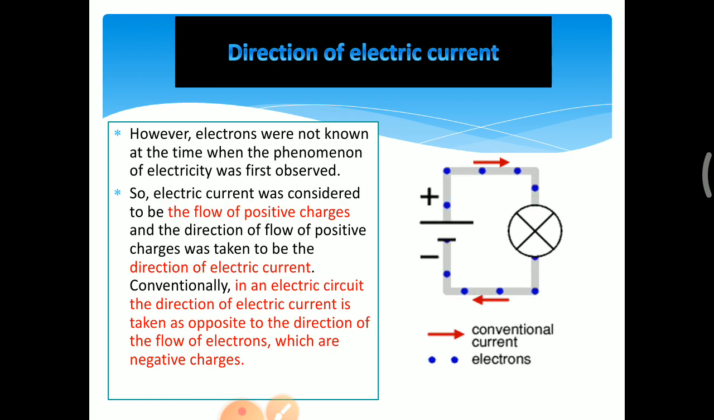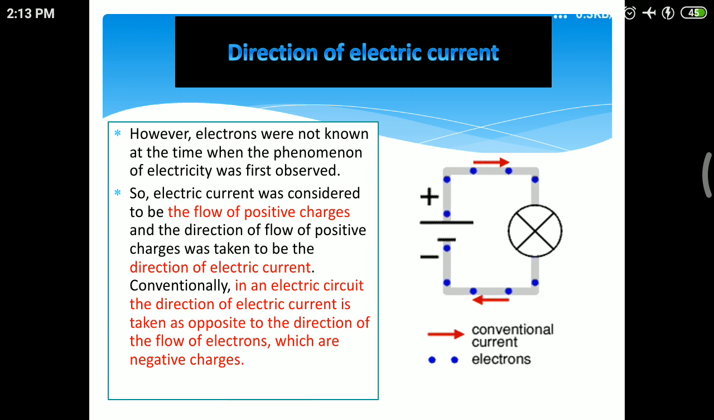So what is the direction of electric current? You know who constitutes the electric current? The electrons constitute the electric current. So what is the direction of that electric current in the circuit?